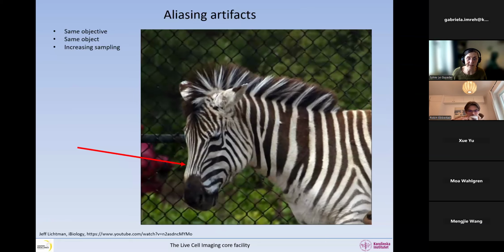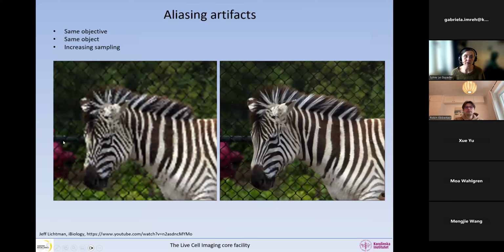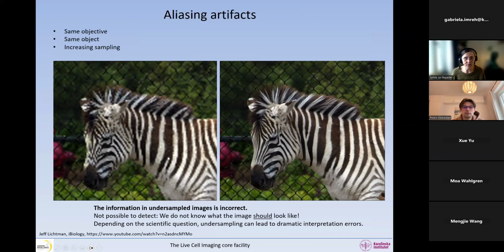Okay, so we keep on going and now we are resolving even the fine lines on the nose of the zebra. So we compare an image that is undersampled with an image that is sampled properly. You can see that there are a lot of things in this image that are wrong, like seriously wrong. The problem is that we do not know what our samples should look like. So the information in the undersampled images is incorrect. It's not possible to detect because we do not know what to compare with. We don't know what the image should look like.